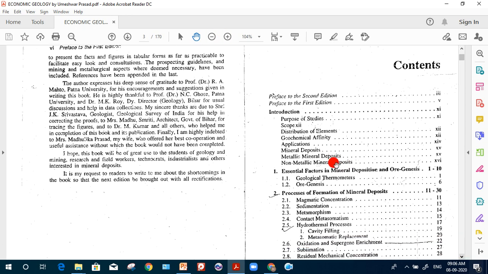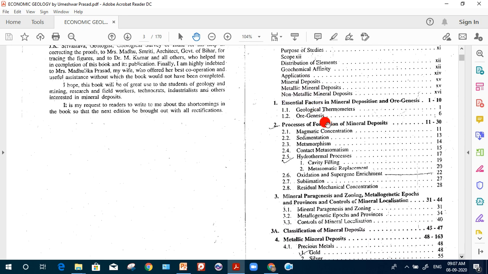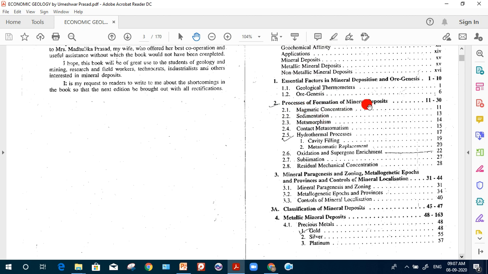So you see here that you will get introduced to what the purpose of studying economic geology is, how the elements are distributed, and what you mean by geochemical affinity. That means some minerals are present in some places, and why does it happen that way, what are mineral deposits, what are metallic and non-metallic deposits. Okay, then the processes of formation of minerals, unit 2 is completely in this chapter. There are various processes which are responsible for formation of minerals. They may be magmatic, sedimentation process, metamorphic process. So we will study about all these also.